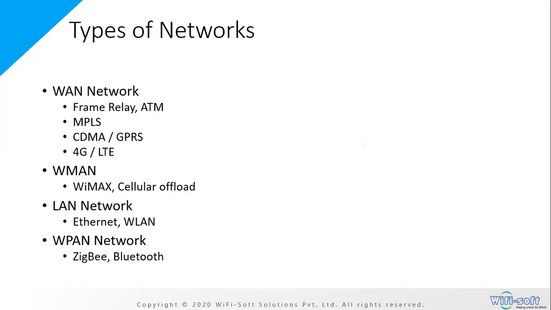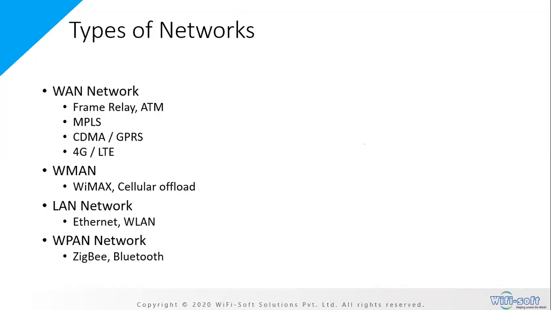In fact, the mobile network that we use today, like your 4G and so on, are all categorized as wide area networks because they cover a large geographical area. So your CDMA, GPRS, 4G LTE, all are called wide area networks.